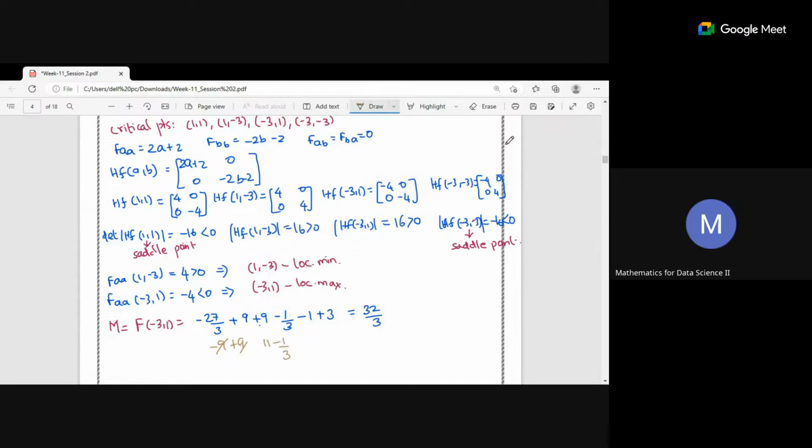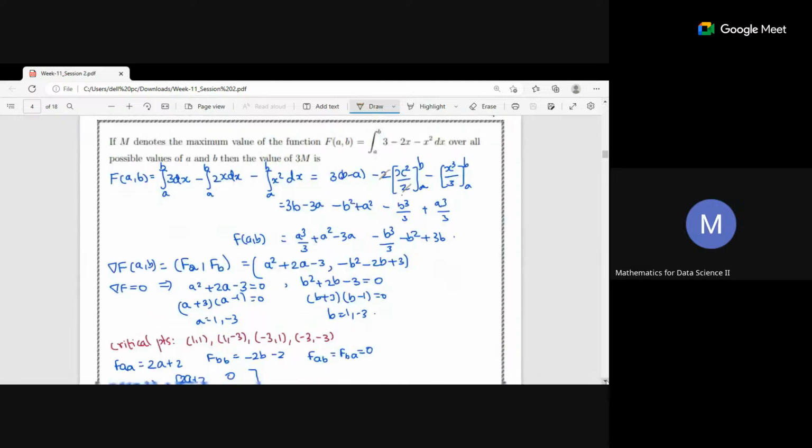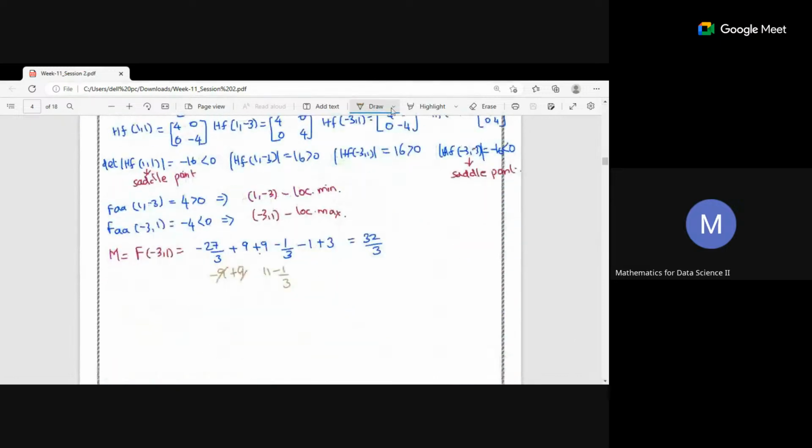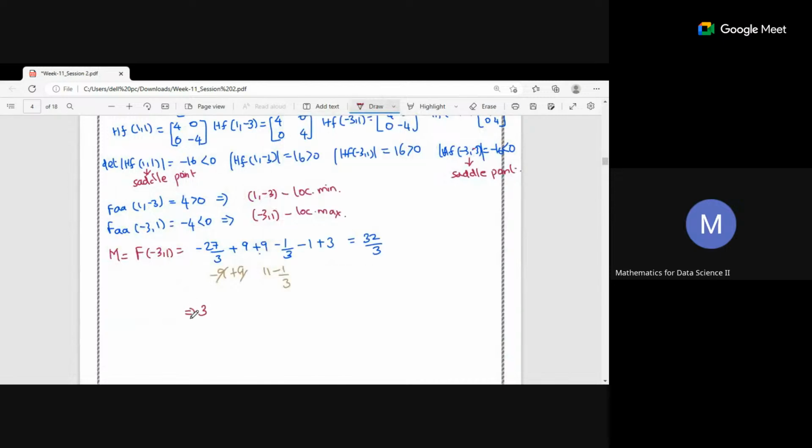Is it fine now? Yes, ma'am. Okay. So now this is your maximum value. So m is 32 by 3. So what is the question? They are asking what is the value of 3m. So 3m is equal to 32. Okay, fine.